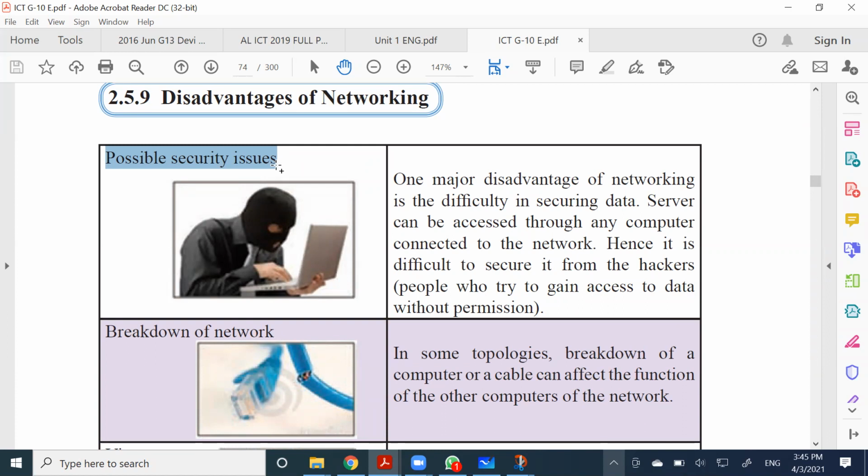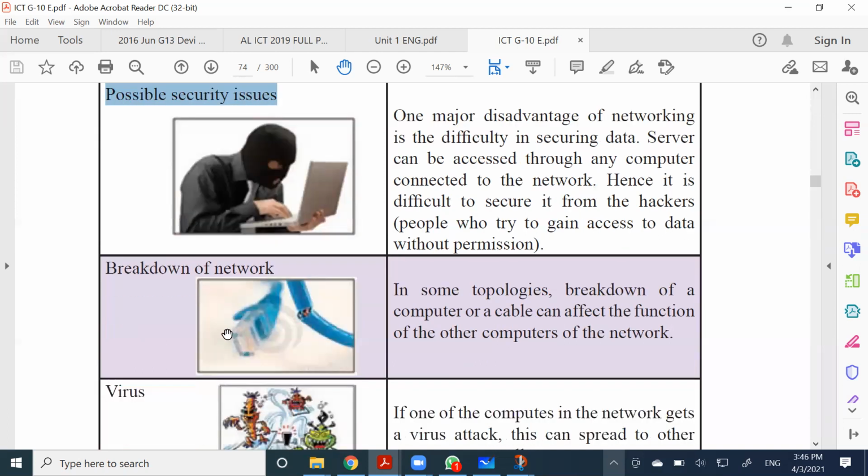The second point will be breakdown of networks. Within brackets, it's better you mention computers or cables. Computers or cables.